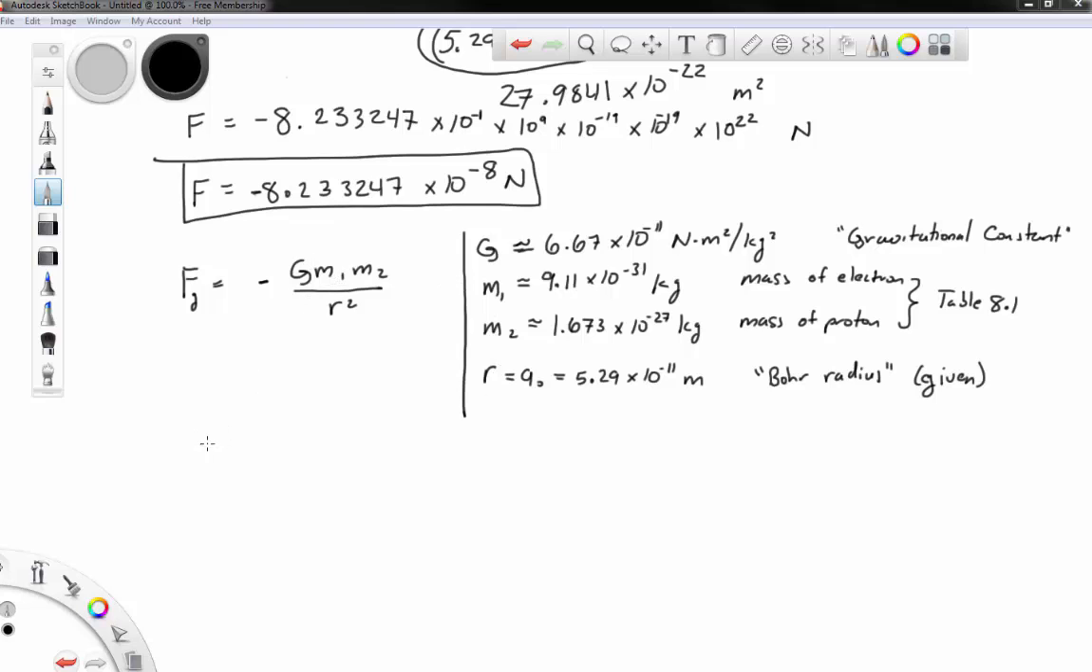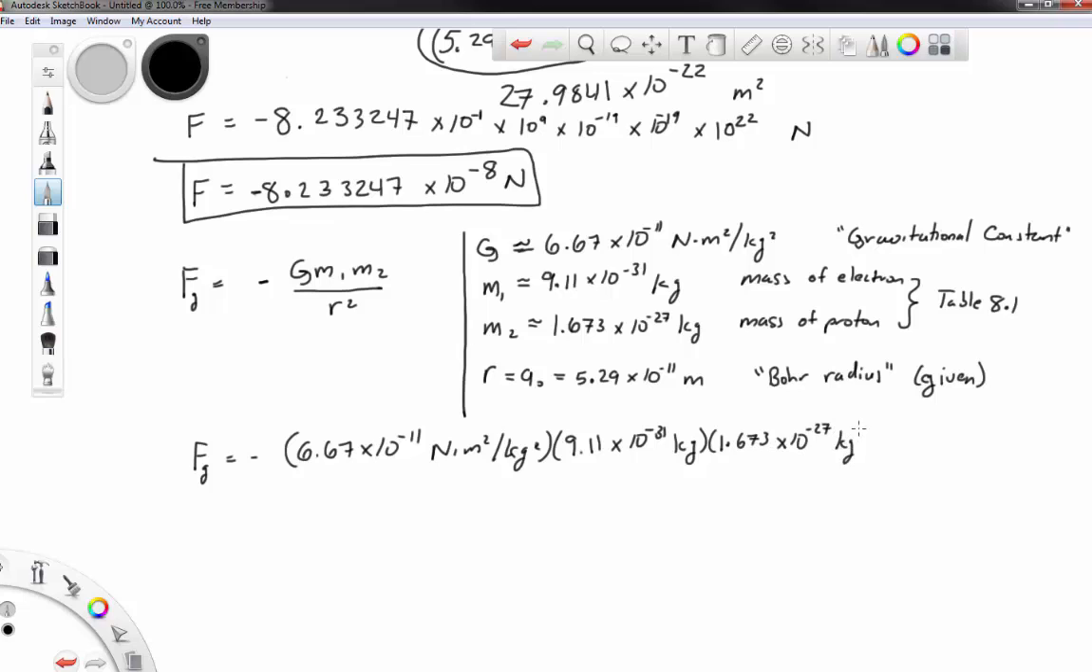We've got the gravitational constant, so Fg is going to be negative 6.67 times 10 to the minus 11 newton meters squared per kilogram squared. That's going to be multiplied by these two masses. The mass of the electron is 9.11 times 10 to the minus 31 kilograms, and the mass of the proton is 1.673 times 10 to the minus 27 kilograms. Again, you get those two numbers out of table 8.1 from your textbook.